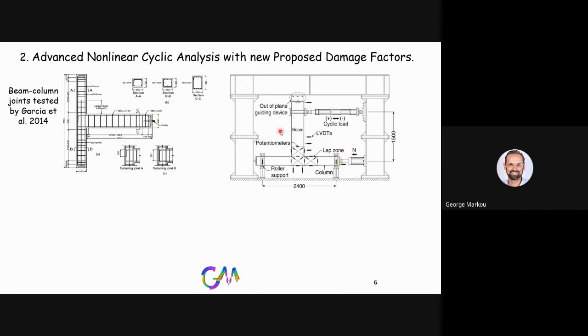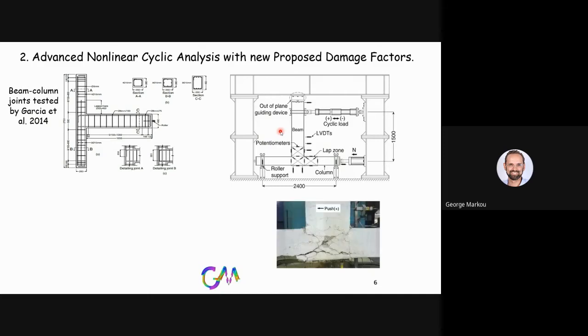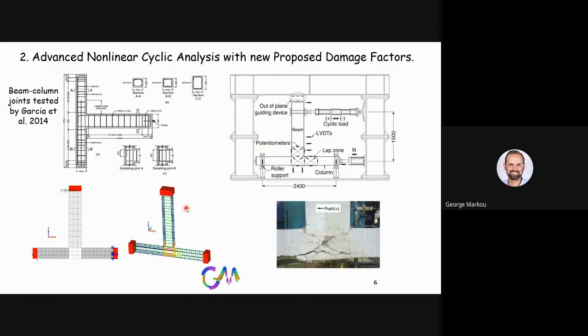And this is the beam which was loaded by applying a cyclic load. And this is the figure of the bare reinforced concrete joint after the completion of the experiment. This is the model that was developed in order to numerically investigate the mechanical response and reproduce the results. Of course, this was not the end of the experiment. This reinforced concrete joint was thereafter rehabilitated and retrofitted with carbon fiber reinforced polymer sheets and then tested again.